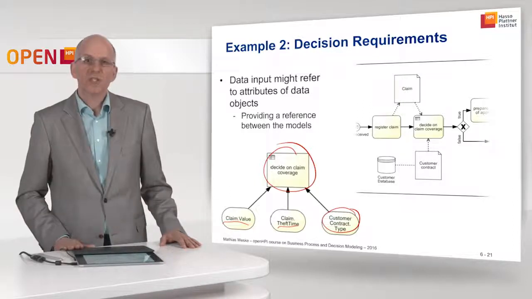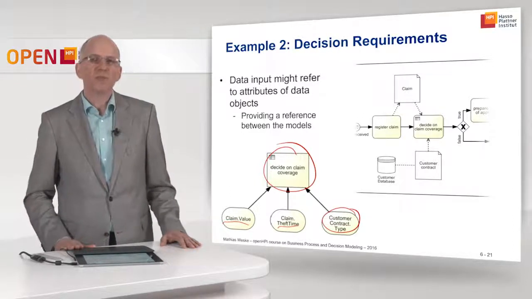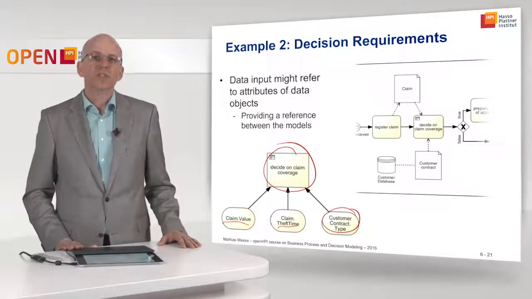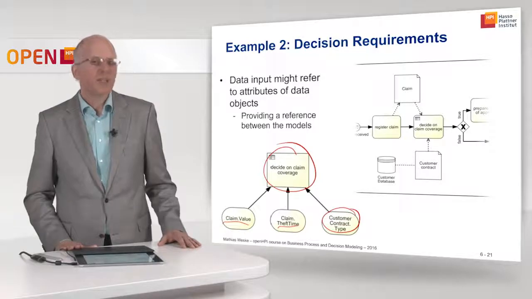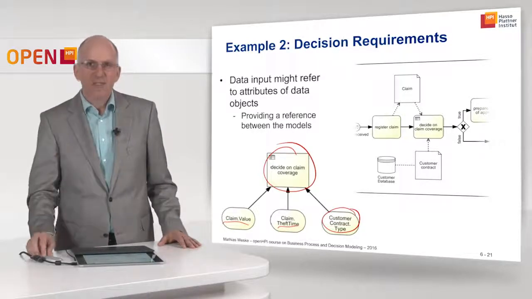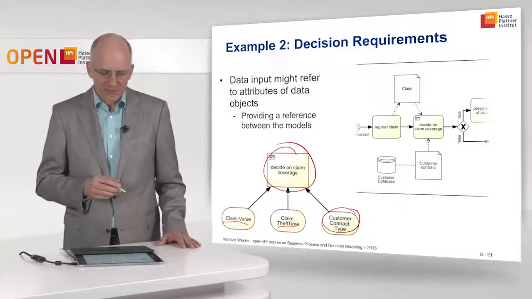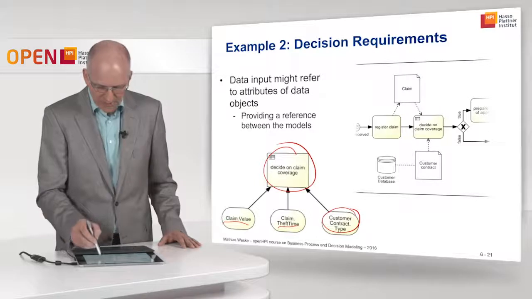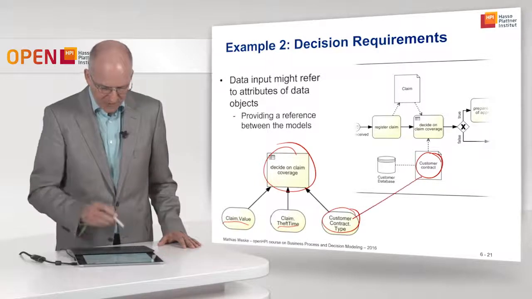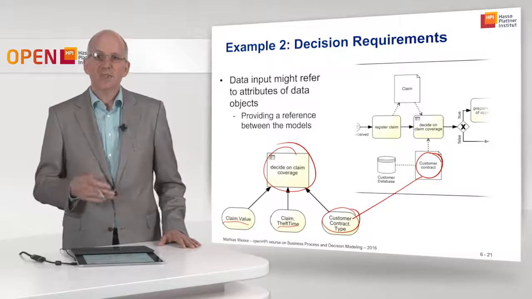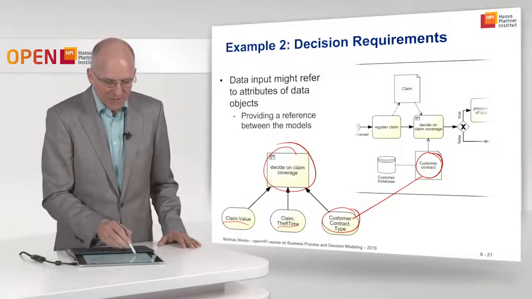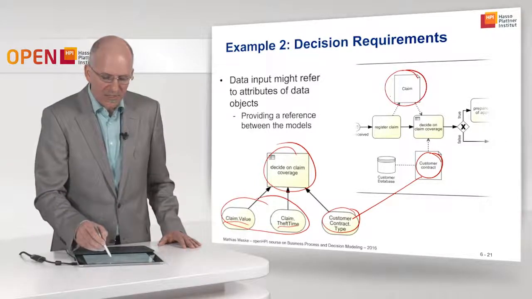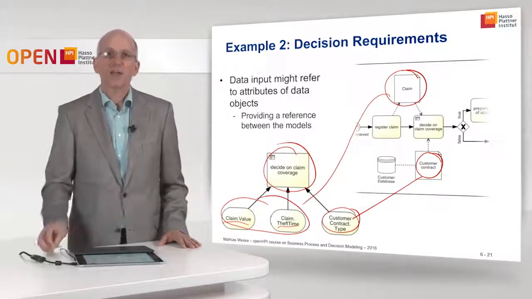And hereby, we actually provide a reference between the two models. We look a bit later this week into consistency between process models and decision models. And here we see for the first time that there is a need for taking a look at the relation between these two models. For instance, we have here the customer contract as a data object, and we have here an input that relates to this customer contract. And the same holds for these two inputs to the decision that are connected to the claim data object in the process.